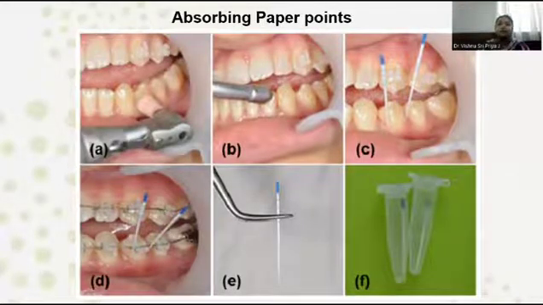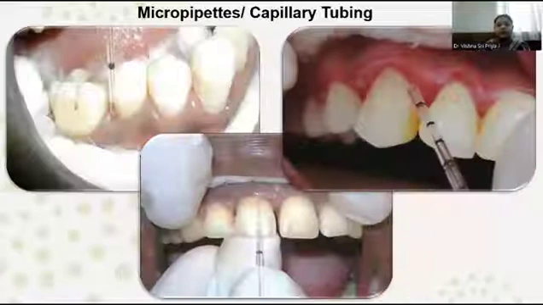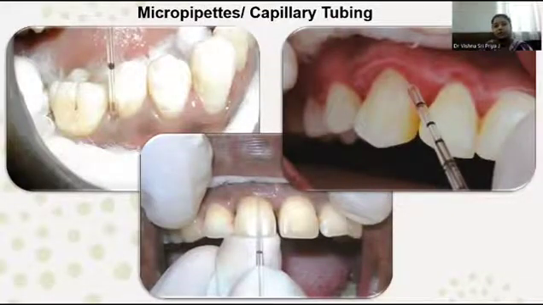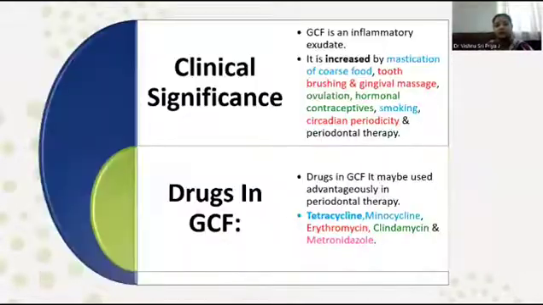So now we are seeing the absorbing paper tips. It is similar to your GP papers. And then comes your micropipettes or capillary tubing, which is used for collecting your GCF. Then you have 3-way twisted threads. It can be an intracrevicular technique or an extracrevicular technique.